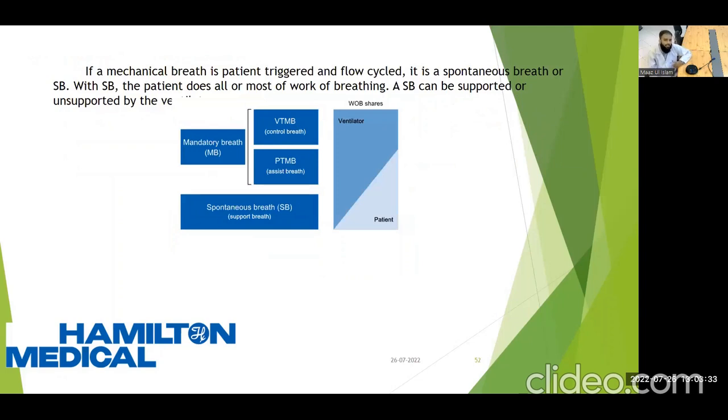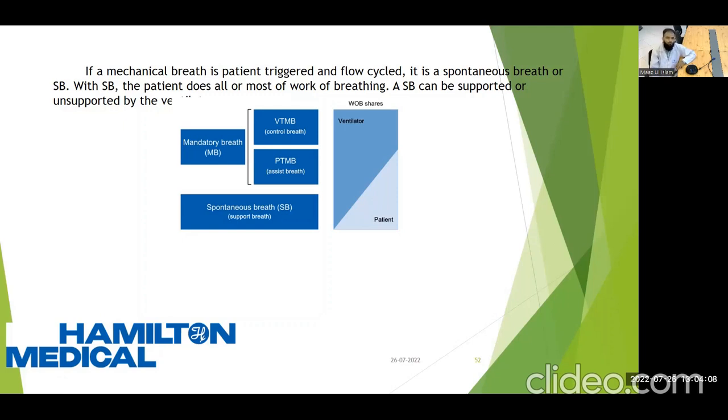So if a mechanical breath is patient triggered and flow cycled, it is a spontaneous breath. What is a spontaneous breath? With a spontaneous breath, the patient does all or most of the work of breathing, and a spontaneous breath can be supported or unsupported by the mechanical ventilator. Yes, the spontaneous breath can be supported or unsupported by the ventilator.